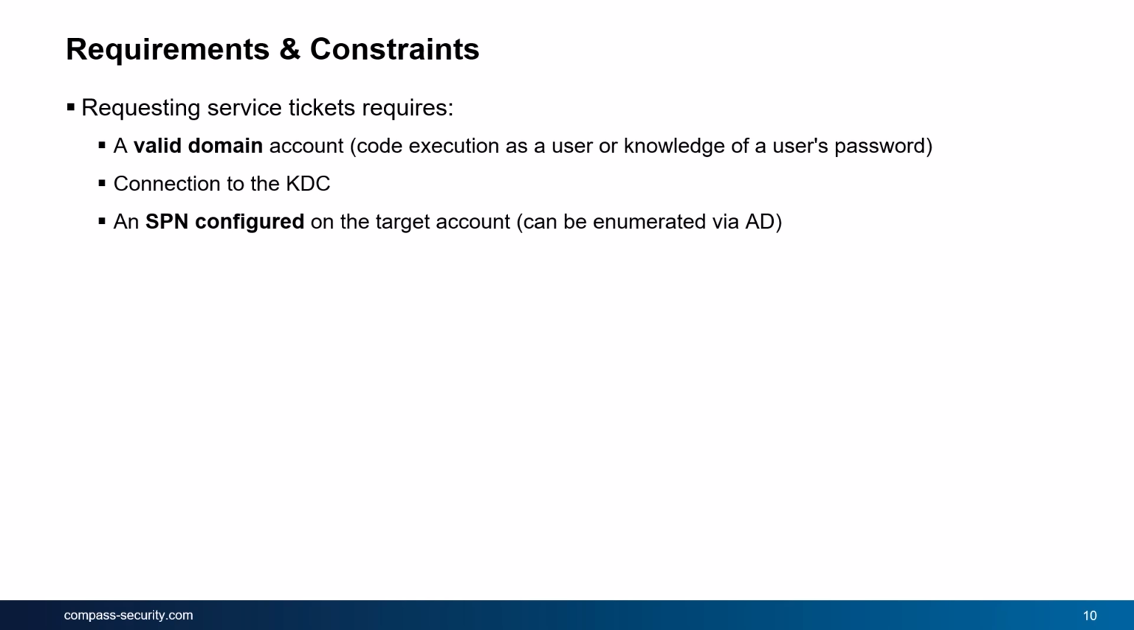Remember that in Kerberos, to actually authenticate towards a service, this service needs to have an SPN set. You can enumerate all the SPNs in a domain via Active Directory, via LDAP. We've seen that as well before. So it's not hard to find the accounts that have an SPN configured.